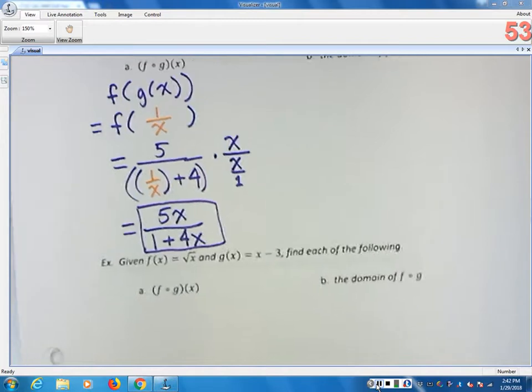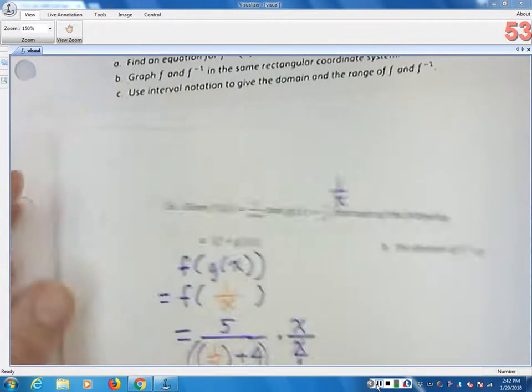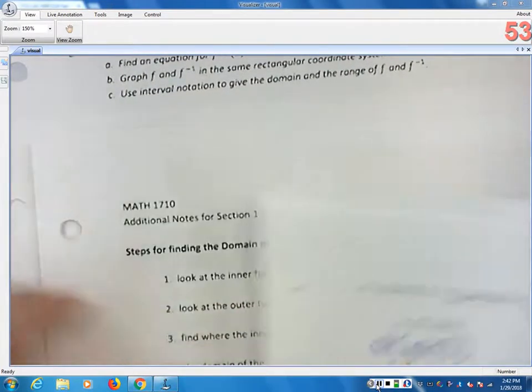Let's see, did I get it out? Let's see if I printed. Oh, here they are.